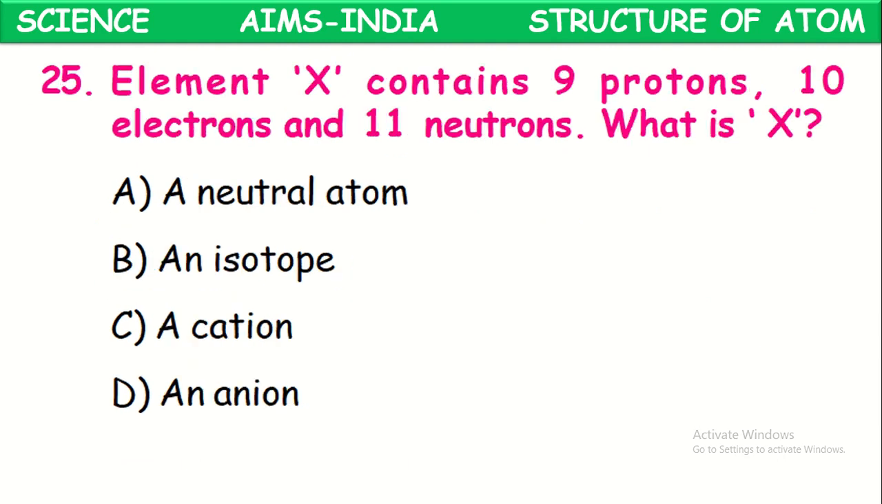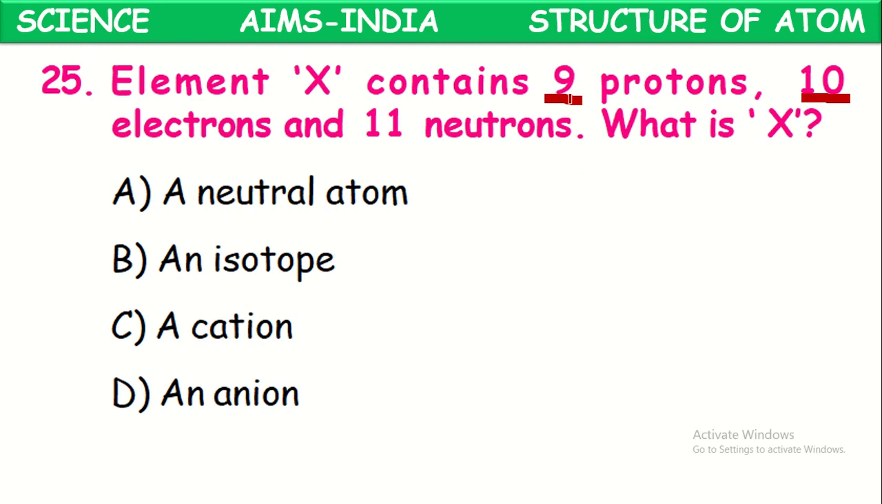Next, element X contains 9 protons, 10 electrons and 11 neutrons. What is X? See here, the number of protons is 9, the number of electrons is 10.